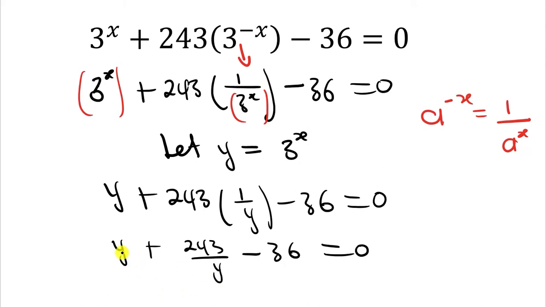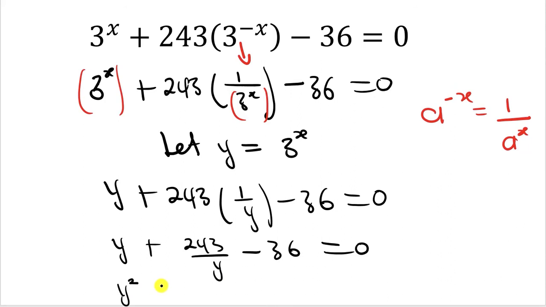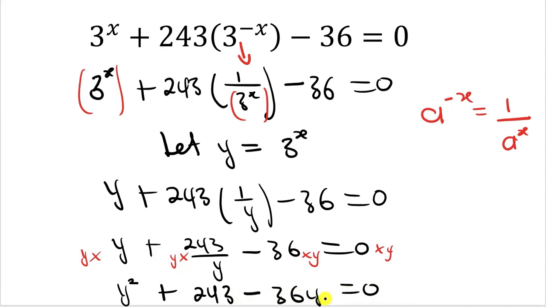When we multiply this by the same y, we are going to get y squared plus 243, because we are multiplying this by y, so y times this, and this one times y. Everything times y. This is going to give us minus 36y is equal to 0. If you look at the equation that we have here, it's now a quadratic equation. So we need to solve this quadratic equation.